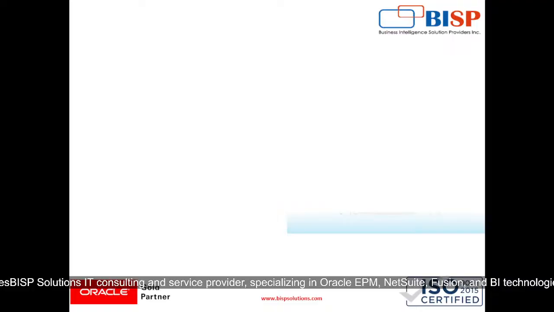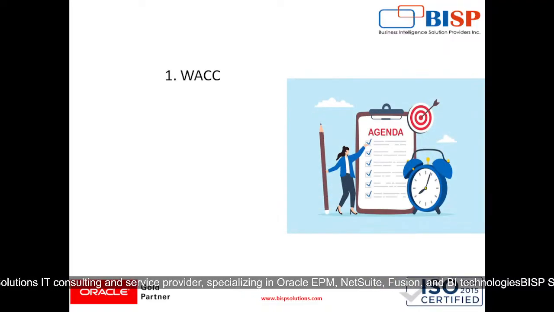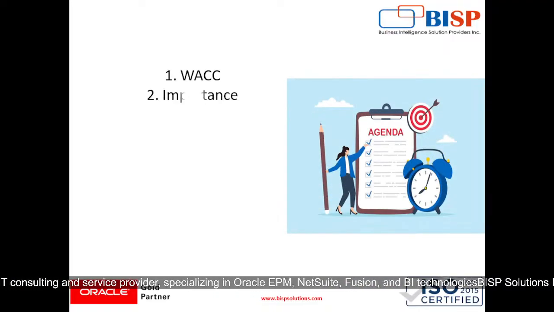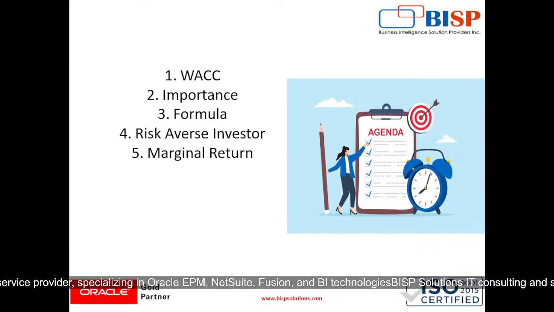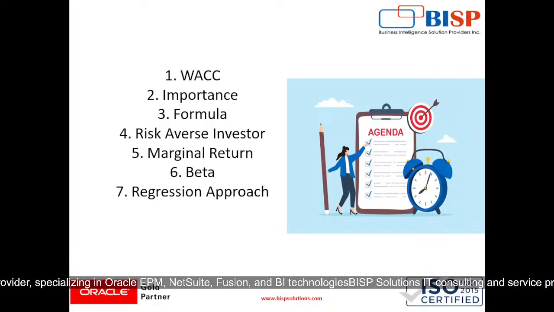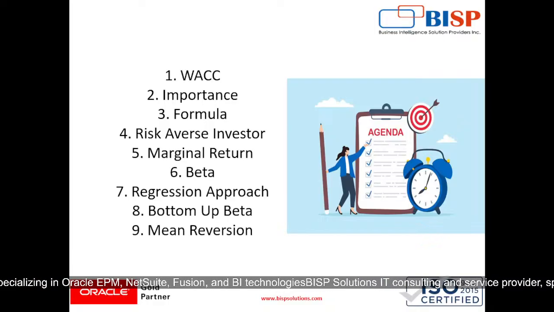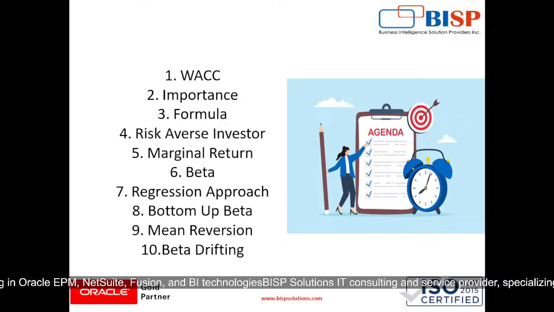So now we will be starting with our WACC: importance, formula, risk averse investor, marginal return, beta, regression approach, bottoms up beta, and mean reversion and beta drifting. In today's session we will be discussing these.